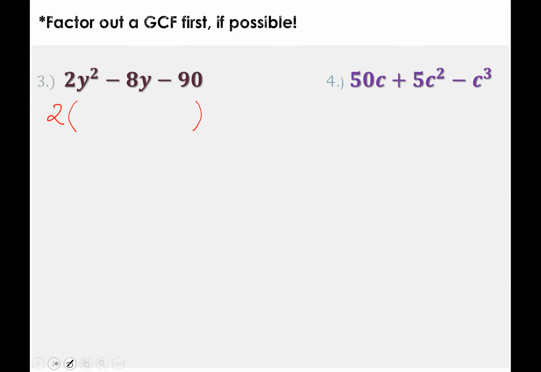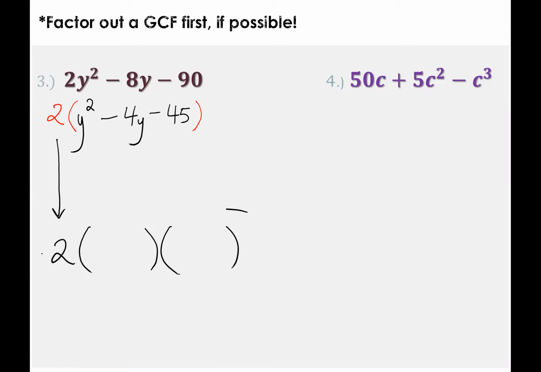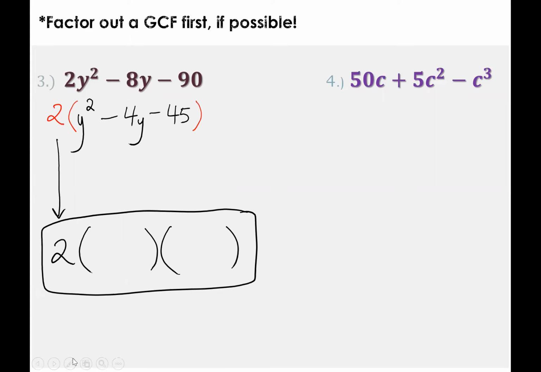Each of these terms gets divided by 2. So here's what I'm left with. 2y squared divided by 2, that's just y squared. 8y divided by 2, that's 4y, keeping the minus sign. And then negative 90 divided by 2, that's negative 45. All right, that 2 that we just took out will be part of our final answer, so it's good to bring that down. We've seen that before with factoring by grouping problems. When you take out a GCF, it's a good idea to just make a note of it right away before you forget. And then you can go back and worry about actually factoring that trinomial.